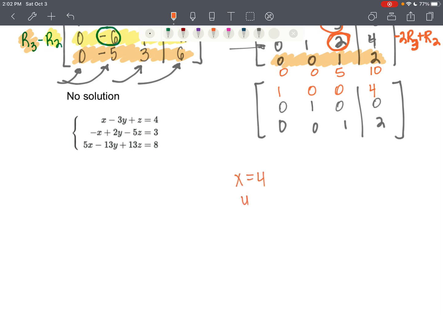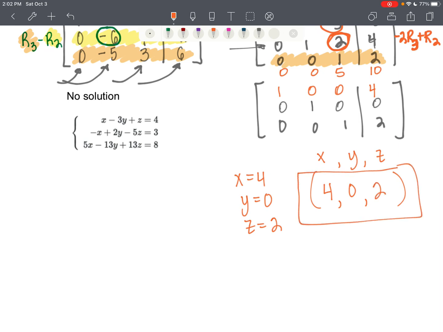X equals 4, Y equals 0, and Z equals 2. We write that as an ordered triple, X, Y, Z, always alphabetical: 4, 0, 2. So if our variables were A, B, C, our ordered triples would be A, B, C. Fantastic.